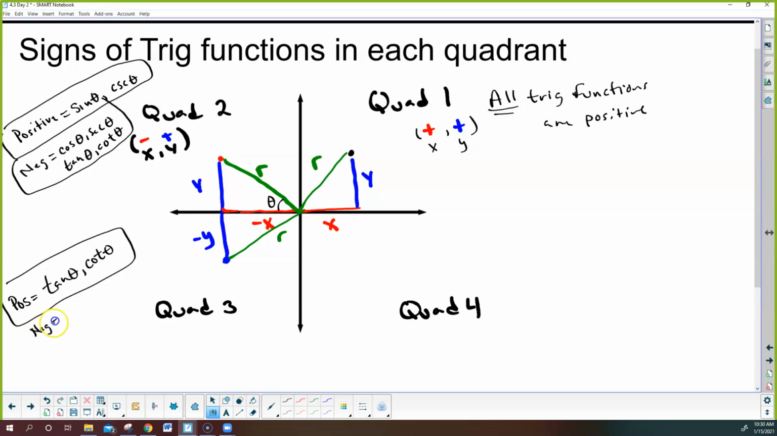And then, since all the other trig functions involve the radius, that means one is either x over r or y over r, and those are all going to be negative. So that means that sine and its reciprocal and cosine and its reciprocal would all end up having negative values.